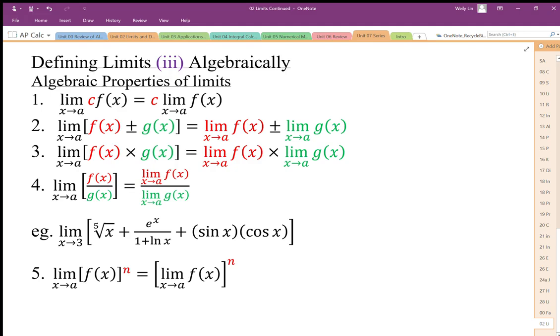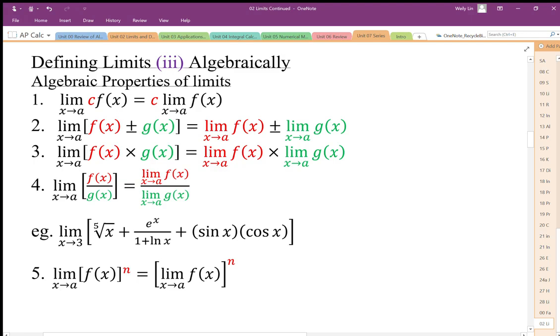So we're going to focus now on doing a little bit more algebraic limits. There are some limit properties that we can use. Constants don't affect the limit process. So that c on the outside, we can just take the limit of f and then apply the c afterwards.